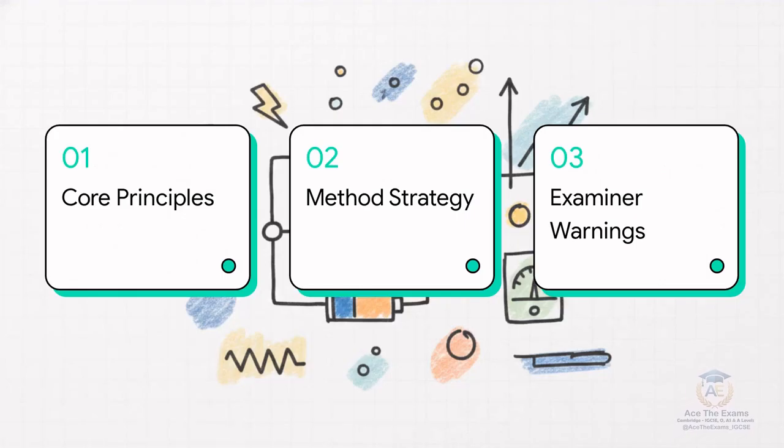So, here is our roadmap for mastering this 15%. 1. The core principles of resistance, where we build our theoretical foundation. 2. The method marks strategy, where we learn exactly how to earn every single procedural point available. And 3. The top 3 examiner warnings, where we identify the massive pitfalls that catch thousands of students off guard every single year. Let's dive right into it.